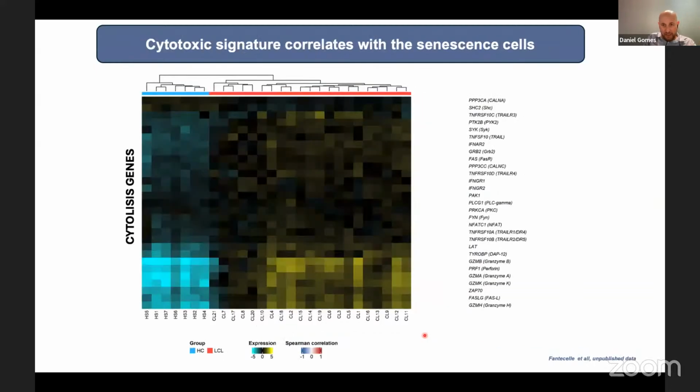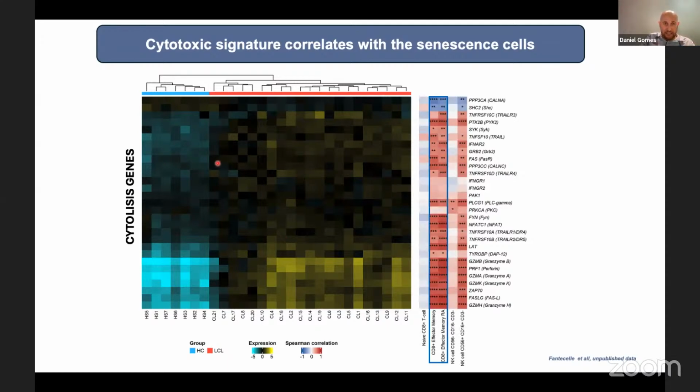The same thing was observed when we analyzed the genes linked with the cytotoxic capacity. So again, here you have patients and controls under these blue bars. Most of the cytotoxic genes were upregulated in lesions, but not in healthy skin. And again, they correlated with the more differentiated population.